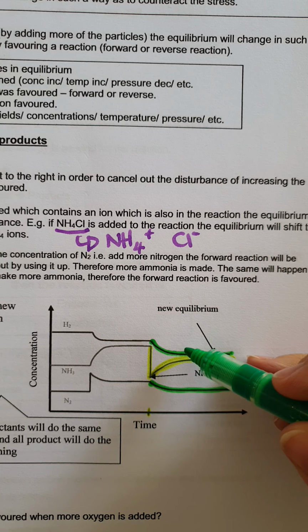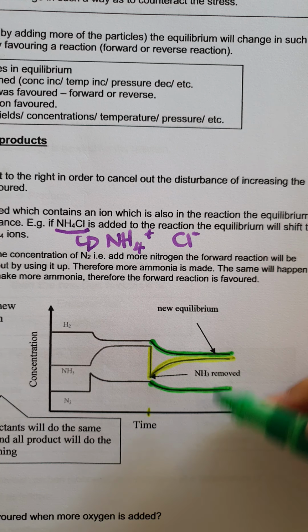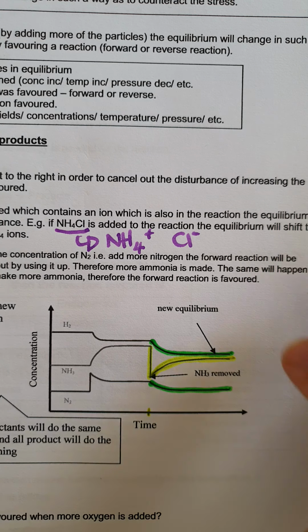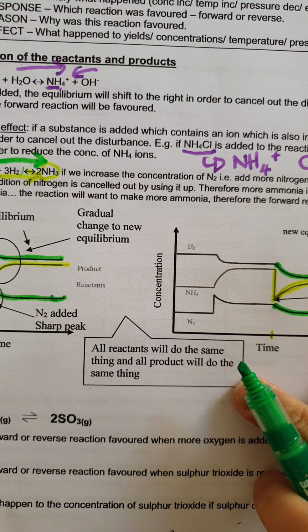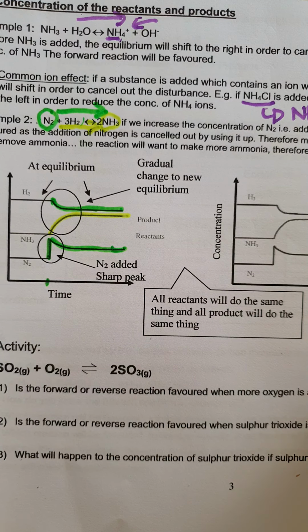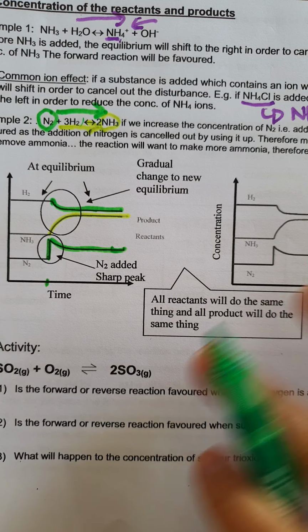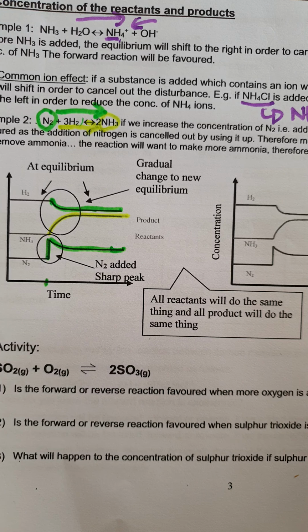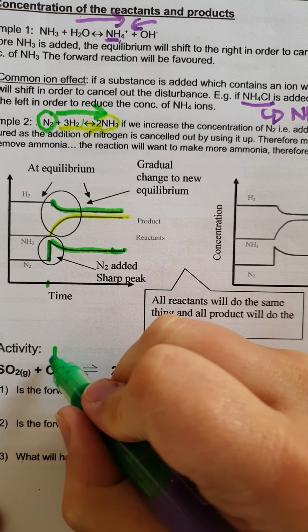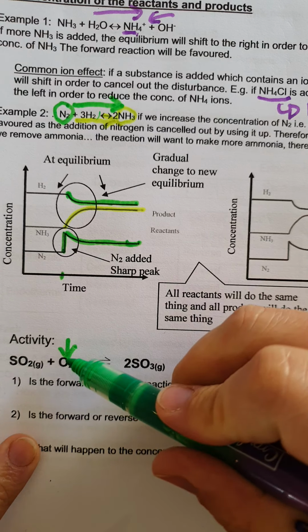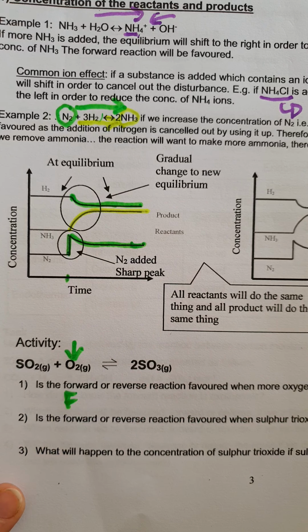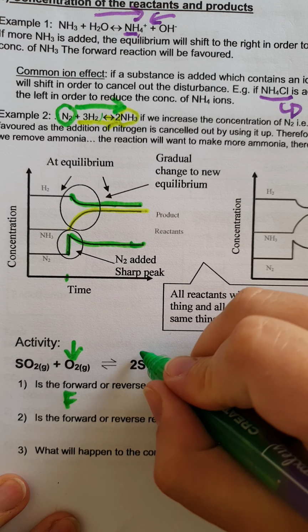Again, please remember that your reactants will do the same thing and the products will do the same thing if you have more than one. So all reactants will do the same thing, and all the products will do the same thing. So activity: sulfur dioxide and oxygen in equilibrium with sulfur trioxide. Is the forward or reverse reaction favored when more oxygen is added? So more oxygen added, it's going to want to use up that excess oxygen, and so the forward reaction is favored.